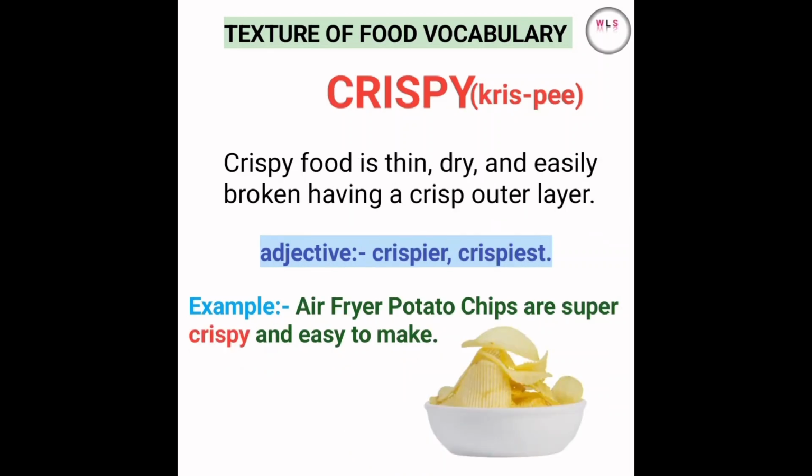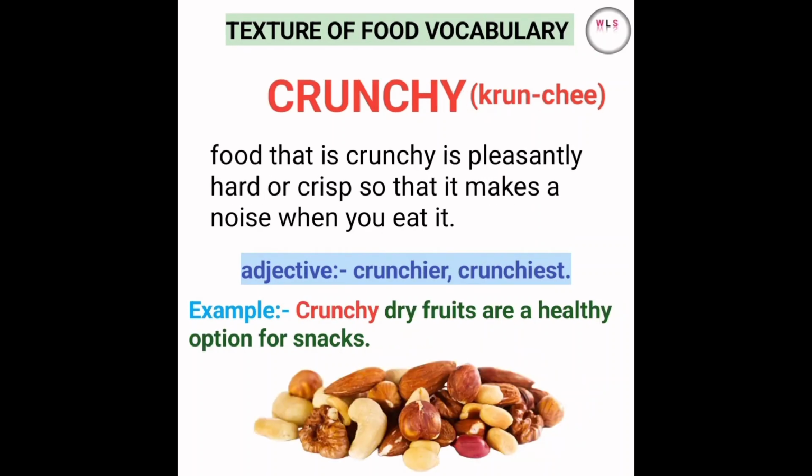Next is crispy. Crispy food is thin, dry, and easily broken, having a crisp outer layer. For example, air fryer potato chips are super crispy and easy to make. Next is crunchy. Food that is crunchy is pleasantly hard or crisp so that it makes a noise when you eat it. For example, crunchy dry fruits are a healthy option for snacks.